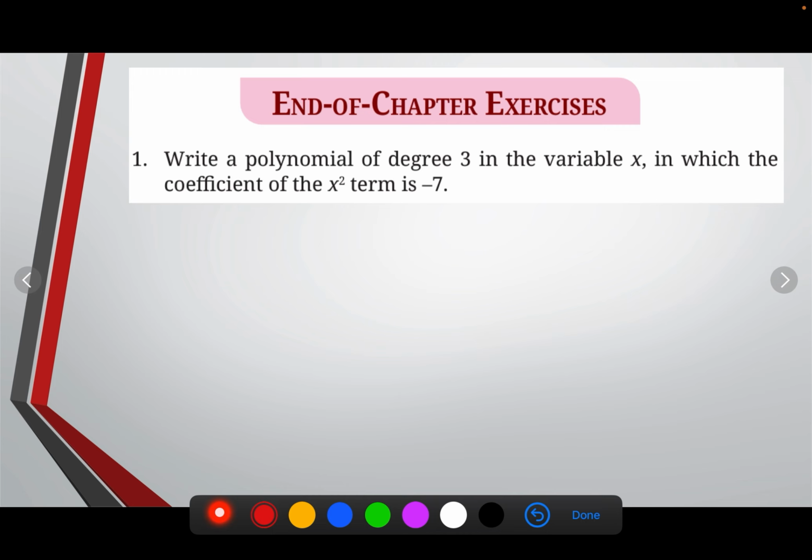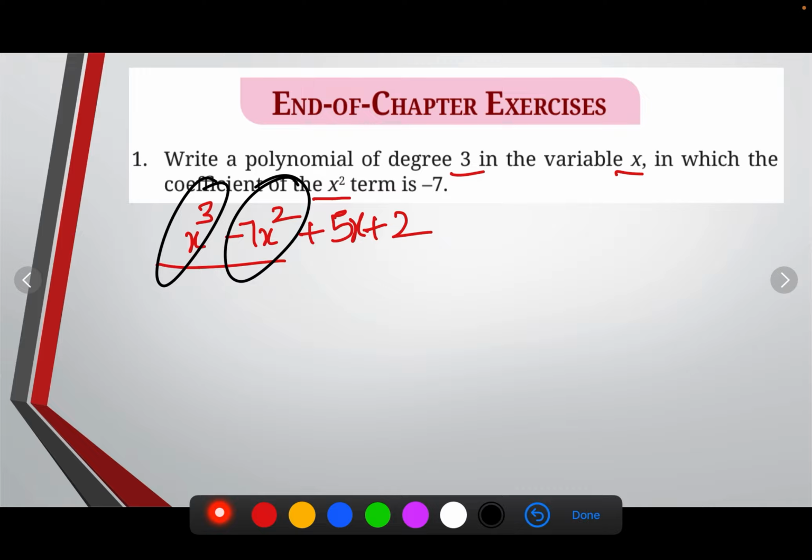Chapter end exercises. Write the polynomial of degree 3 in variable x in which the coefficient of the term x square is -7. The polynomial has been given that there should be a term x square with -7, but the degree is 3, so 1 x cube is required. Rest, now it is my choice. I can leave it here also. I can write +5, or 5x plus 2 also. Most important were two things: one, degree; two, the term x square with coefficient -7 and variable x.